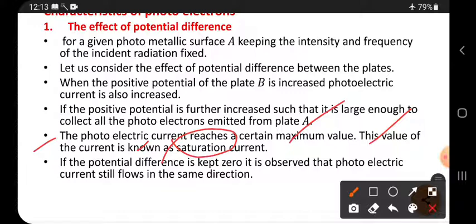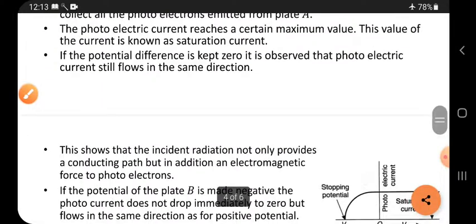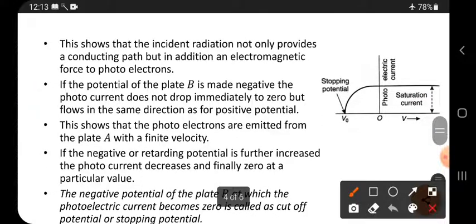If the potential difference is kept zero, it is observed that the photoelectric current still flows in the same direction. See what is happening? If you make the potential of plate B zero, means you are not applying any positive potential, making it zero, then also what happens? A certain amount of current is flowing. This shows that incident radiations not only provide a conducting path, but in addition give electromagnetic force to the electrons.